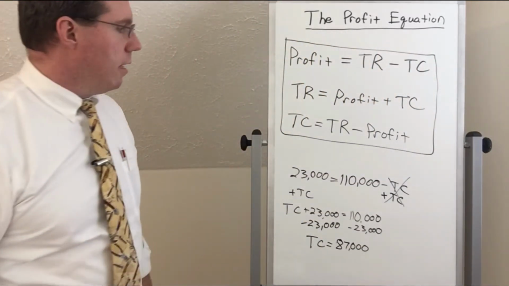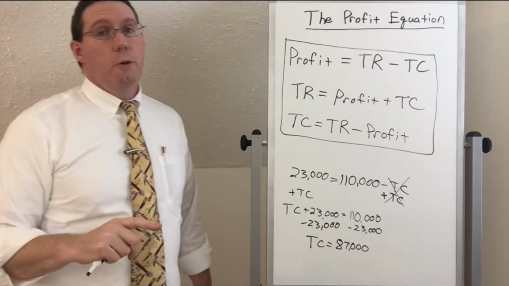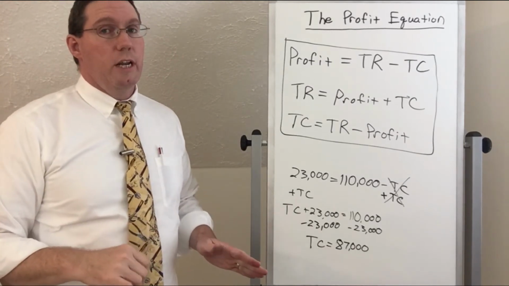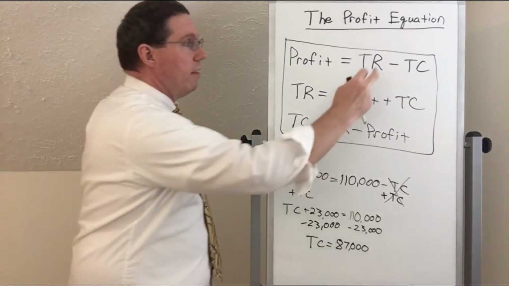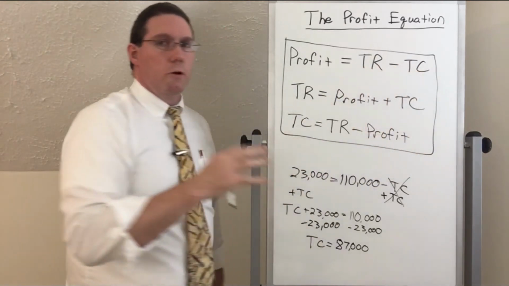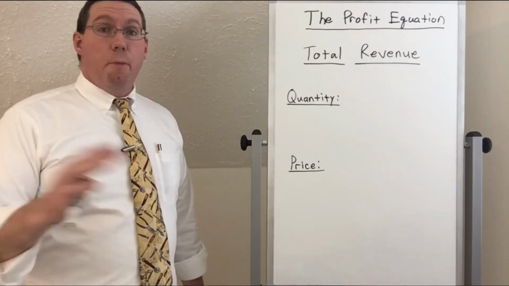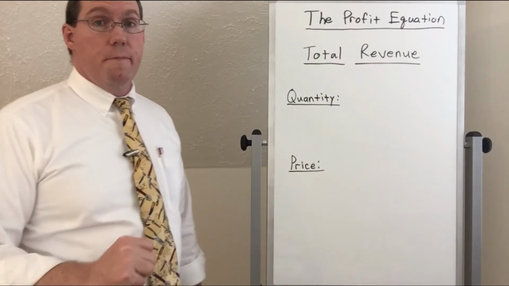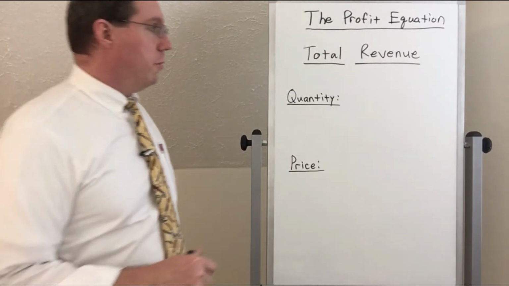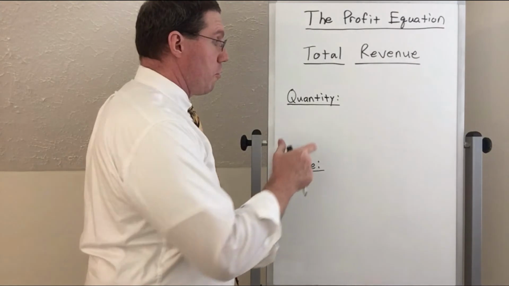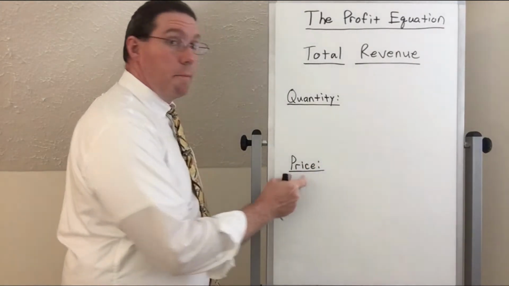Okay? That is the beginning, the profit equation, and now what we're going to do is break down the profit equation into parts. We're going to break total revenue apart, and we're going to break total cost apart. All right, so let's break down total revenue first. In order to understand total revenue, you have to understand its component parts, which are quantity and price.